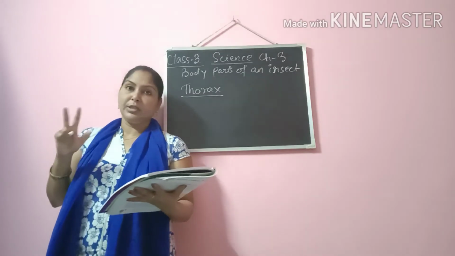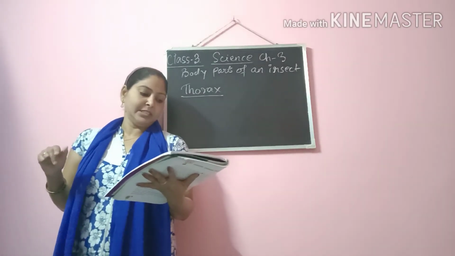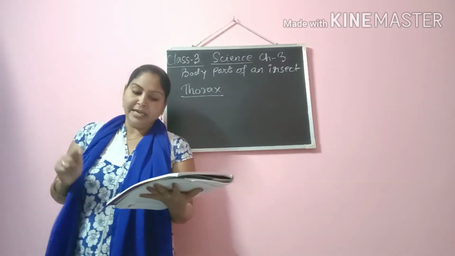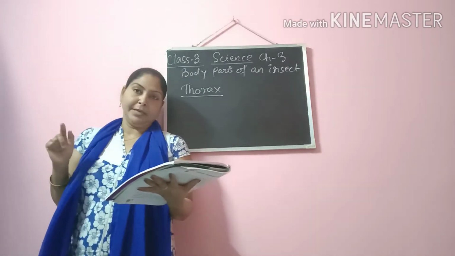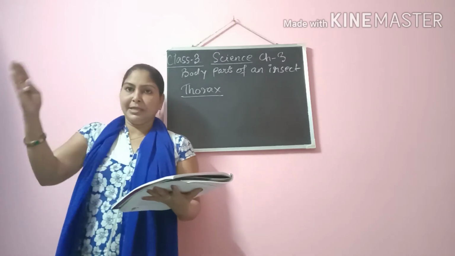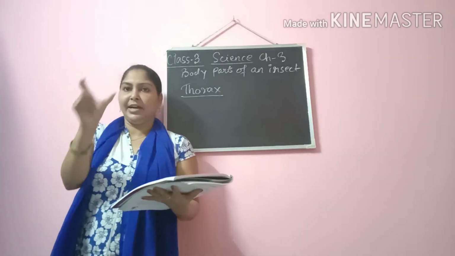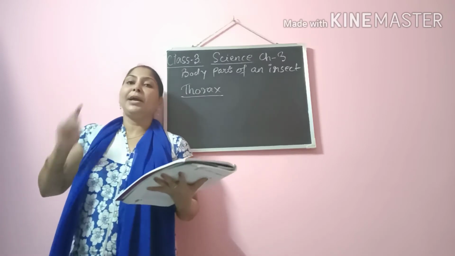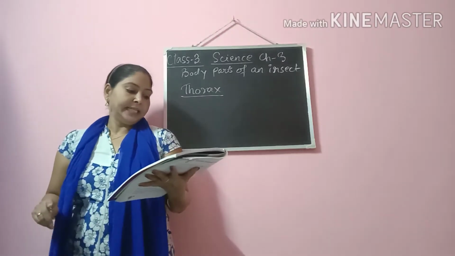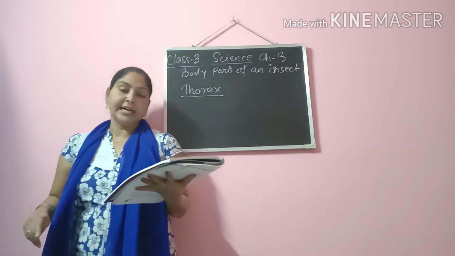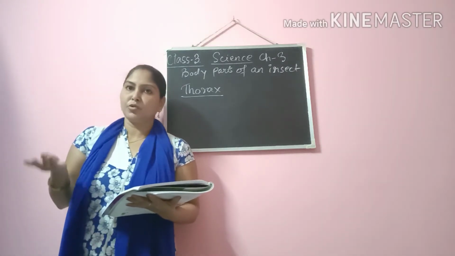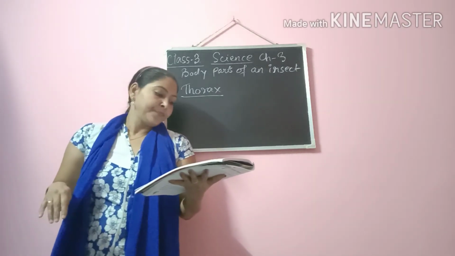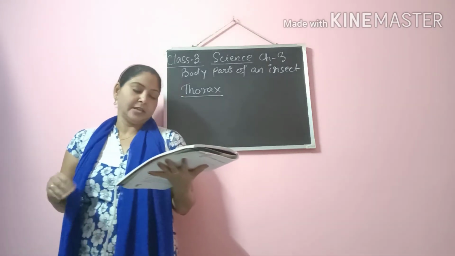The middle portion of the insect body is known as the thorax. It is divided into three segments. Each of these three segments bears a pair of legs, so each segment bears one pair of legs. What is the function of legs? Of course, to walk, swim, jump, dig, and also to grab the insects or the food.